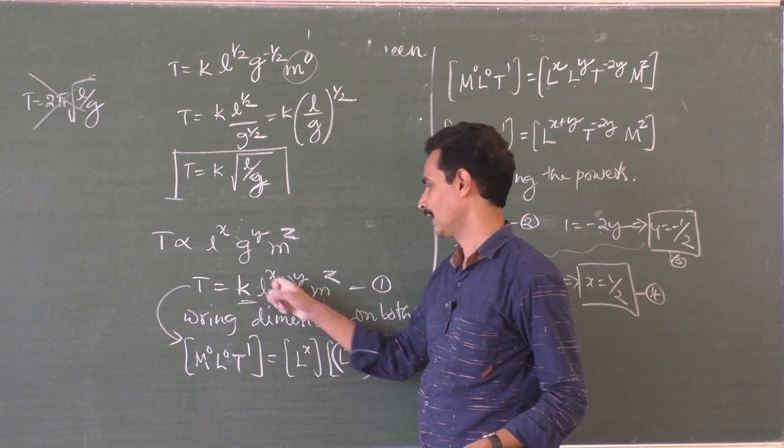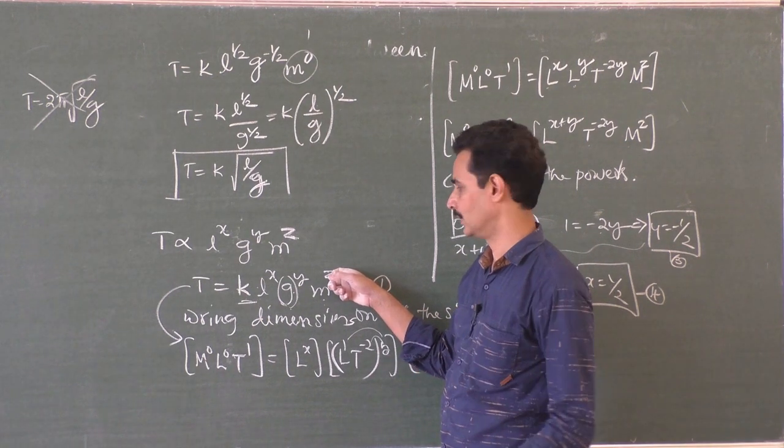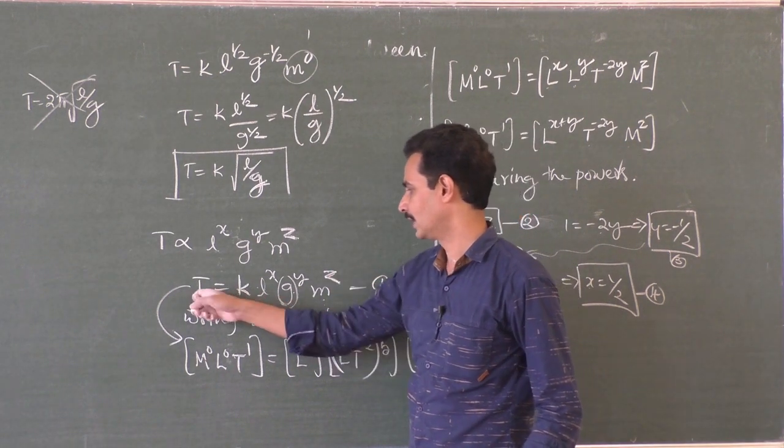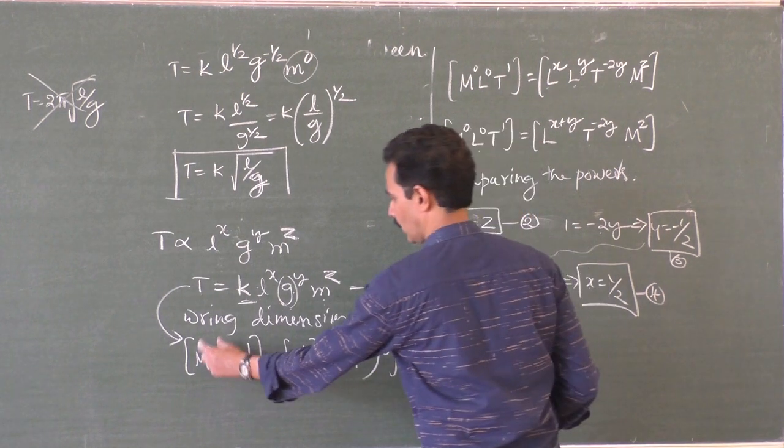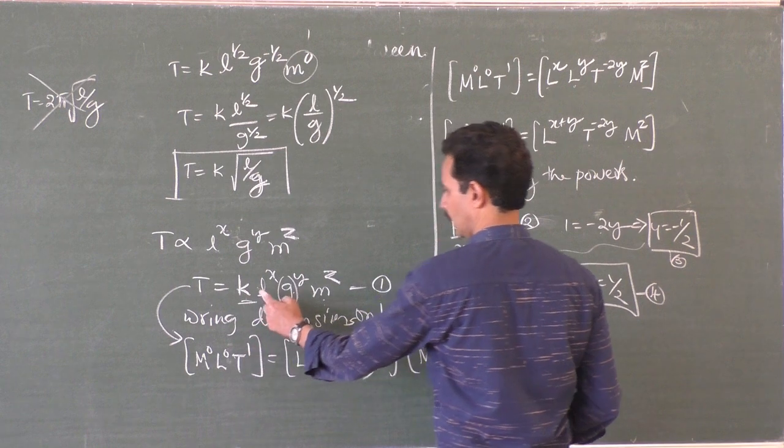ಸೊ L to the power x, g to the power y, m to the power z. ಯಾಕಂದರೆ ಎಕ್ಸಾಮ್ಗೆ ನೀವು ಯಾವ ರೀತಿಯೂ ರೆಡಿ ಇರಬೇಕು. ಸೊ ರೈಟ್ ದ ಡೈಮೆನ್ಷನ್ ಹಿಯರ್ T, right? M^0 L^0 T^0 T^1, ಬಿಕಾಸ್ ಇದೆಲ್ಲ 1 1 ಆಗುತ್ತೆ, T to the power 1. And k ಗೆ ಡೈಮೆನ್ಷನ್ ಇಲ್ಲ.